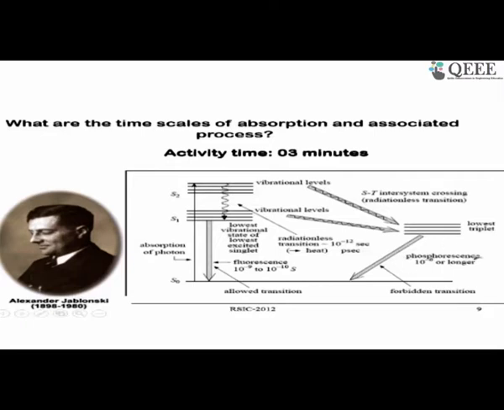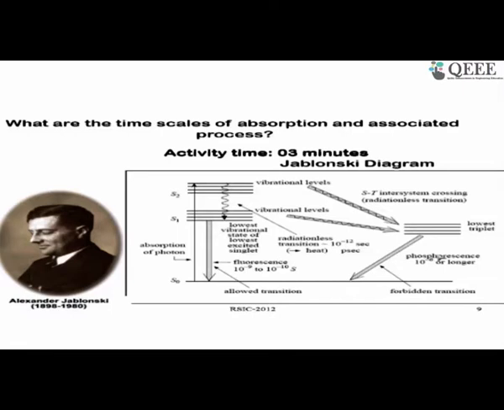And phosphorescence is always slower than fluorescence, because the spin has to change again before coming back to the ground state. So phosphorescence is a slow process. And this is called the Jablonski diagram.